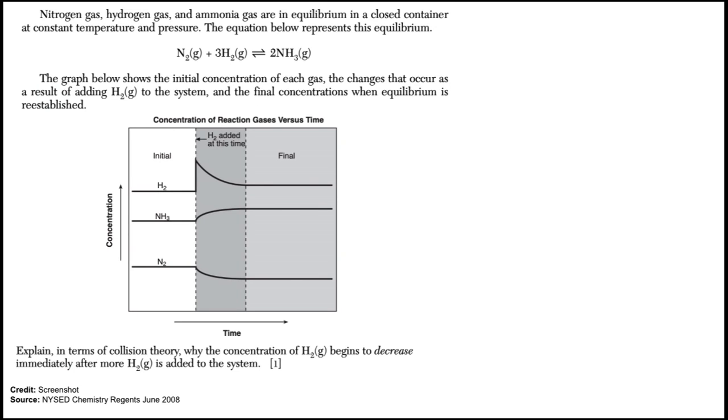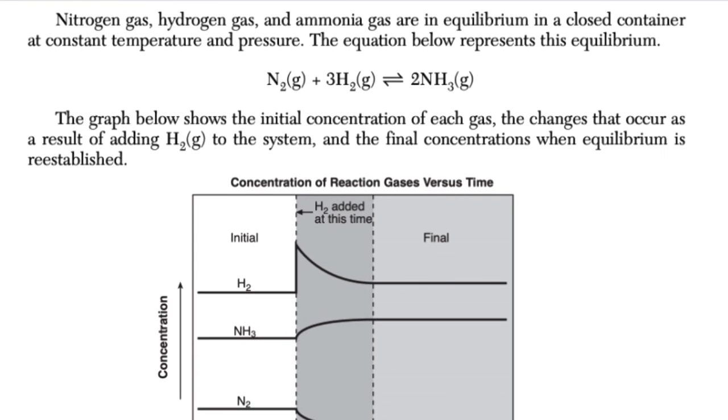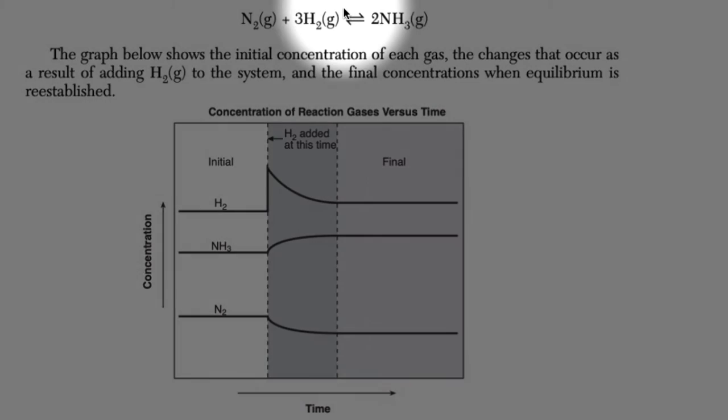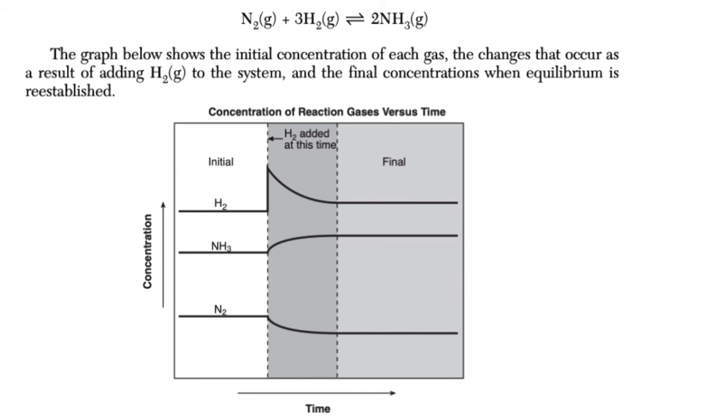Finally, nitrogen, hydrogen gas, and ammonia gas are in equilibrium in a closed container at constant temperature and pressure. The equation below represents this equilibrium. We haven't talked yet about equilibrium, but equilibrium just means that there is both a forward and a reverse reaction happening. You can see this double arrow here, and it means that the forward and the reverse reactions are happening at the same rate. You'll hear more about that later, but for now, that's all you need to know. The graph below shows the initial concentration of each gas, the changes that occur as a result of adding H2 gas to the system, and the final concentrations when equilibrium is reestablished.